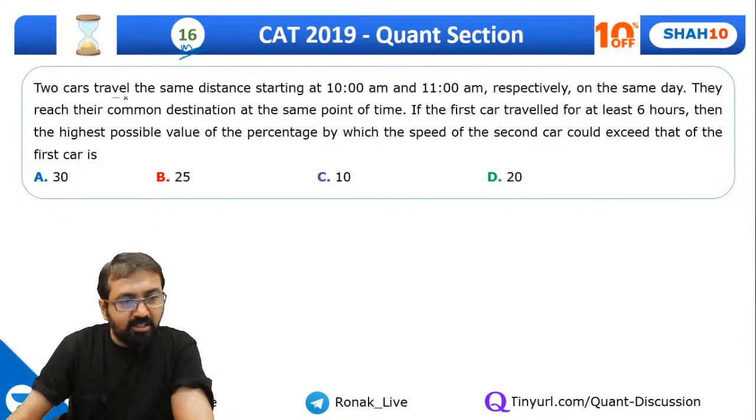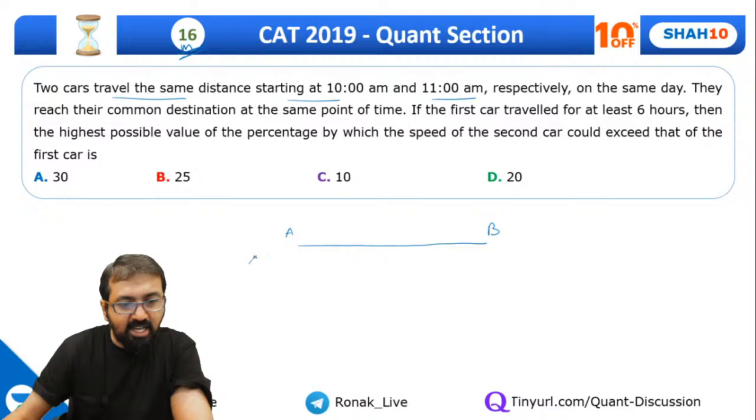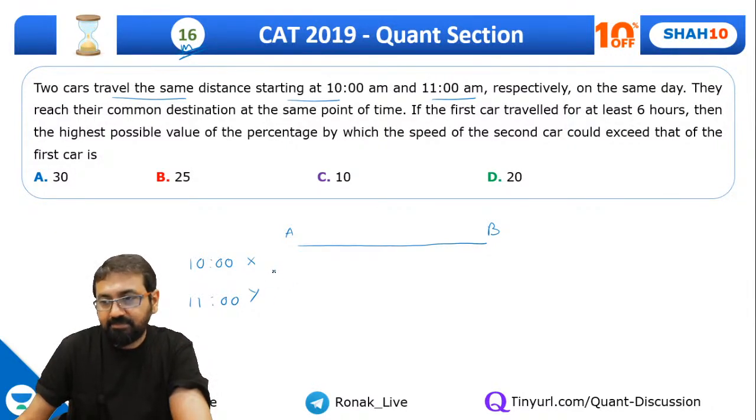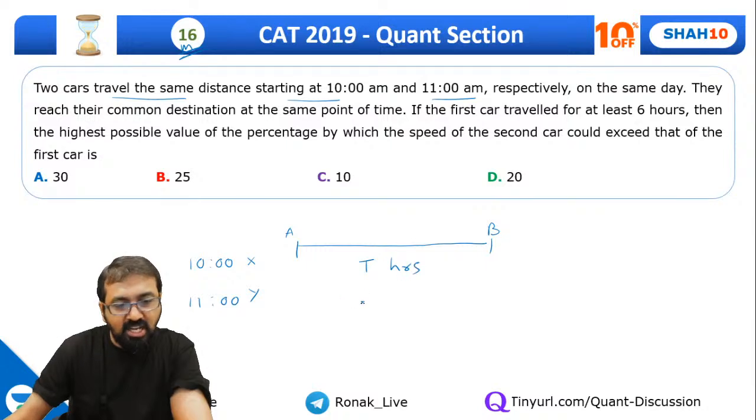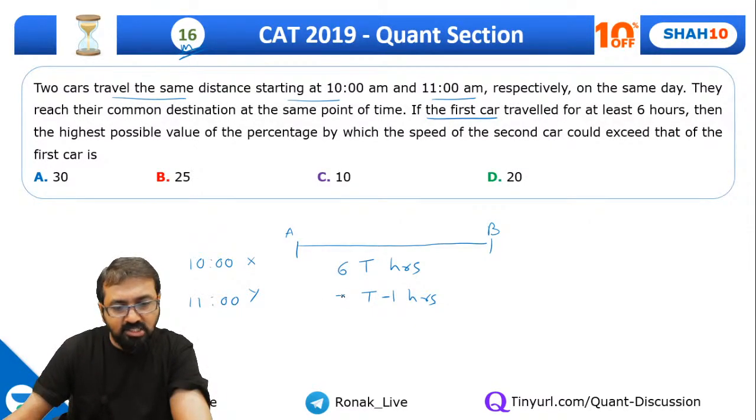So 2 cars travel the same distance, starting at 10 a.m. and 11 a.m. Suppose they had to go from point A to B. Let's take car X started at 10 a.m. and car Y started at 11 a.m. They reached at the same time. So if this car traveled for T time, this car traveled for T minus 1 hours. The first car traveled for at least 6 hours. So let me assume that this car traveled for 6 hours, so this car traveled for 5 hours.